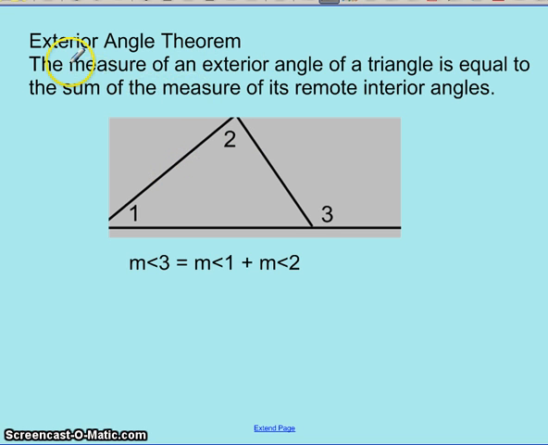It's right here actually, the exterior angle theorem. The measure of an exterior angle of a triangle is equal to the sum of the measures of its remote interior angles, which means if I add together angles 1 and 2, that's going to equal angle 3. And that's what it says right there.